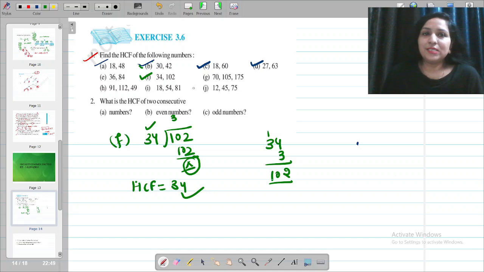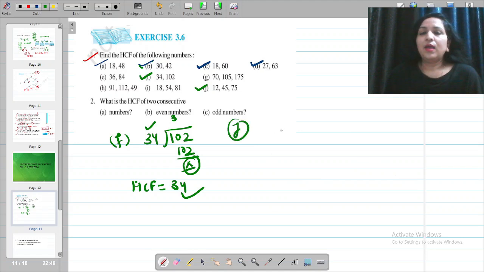Alright. Now let us pick the last part where 3 numbers are being given. I suggest where more than 2 numbers are there, use the prime factorization method only. That is going to help you out. Prime factorization of 12, 45 and 75. After that, we will be making pairs of the common factor.